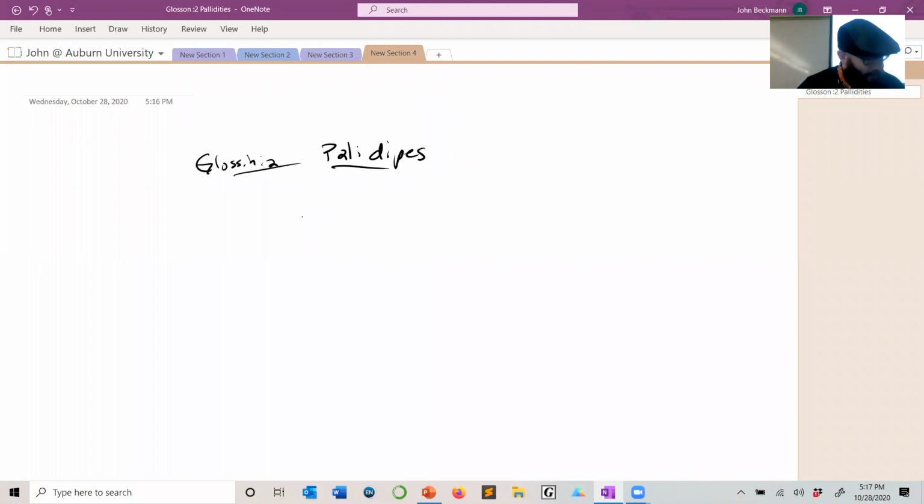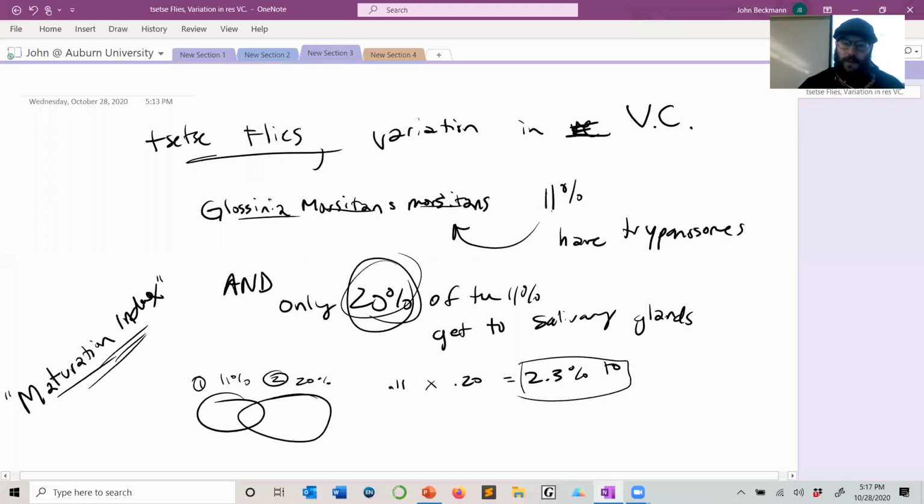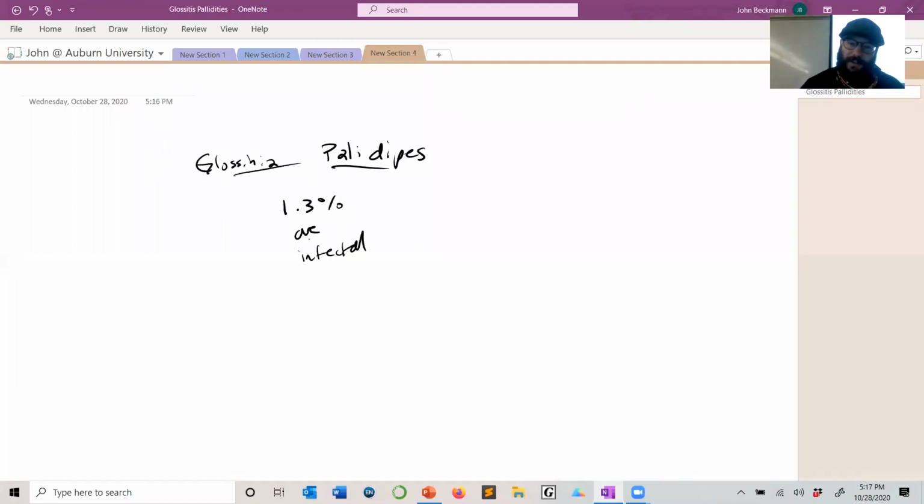I'm looking at it. Only if you pull these ones from the wild, 1.3% are infected. So that's significantly different from this one, which is 11%. Okay, in this case, it's 1.3%. And the maturation index is 88%. So in this case, in this fly, it's like completely different.